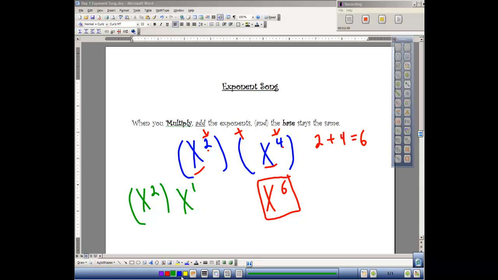That means I have to add the 2 plus 1, and that gives me x to the third power. When you multiply, you add the exponents. There's an exponent, and there's an exponent. 2 plus 1 is 3, and that is my answer. Okay, that's it for that. When you multiply, you add the exponents. Okay, let's go down to the next one.